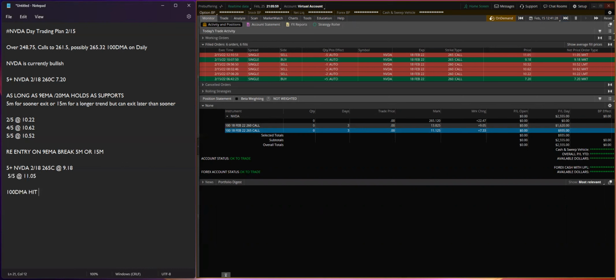100-day moving average hit on NVIDIA. All done for today. And we made a perfectly executed plan right here. Very, very important. Every single day when you do technical analysis, you always want to set up and have a plan just like this. Over 248.75, calls to 261.50, possibly 265.32, 100-day moving average on the daily chart. You also want to plan for puts just in case the market goes bad or the stock goes bad.